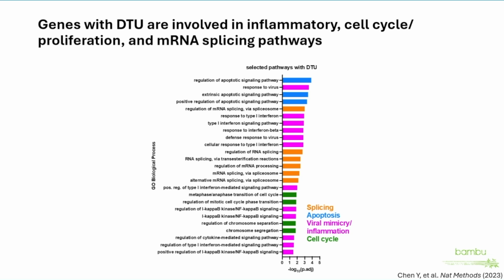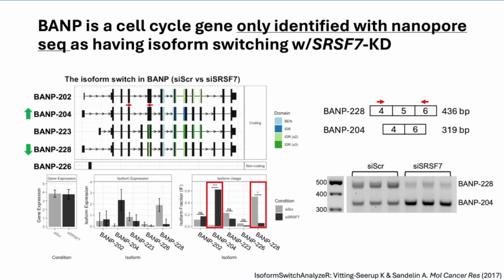I just want to give one example of a gene we found that was in a cell cycle pathway called BANP. And interestingly, when we did this same analysis in our short read data, we didn't find this gene. So this was only found with our long read sequencing data. And we used this package called IsoformSwitchAnalyzeR, which helps predict isoform switches as well as any potential functional consequences of this. This is what the colors indicate. From just this one gene, this analysis predicted an increase in the 204 transcript and a decrease in the 228 transcript.